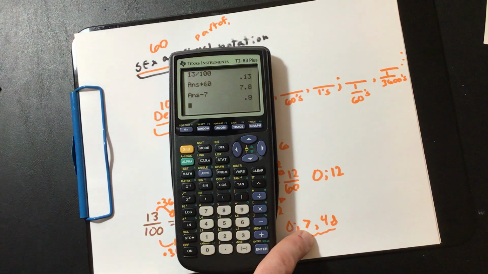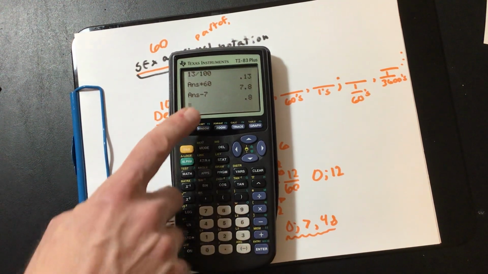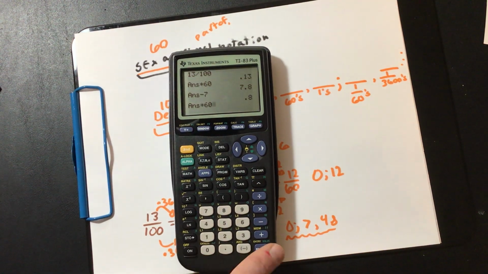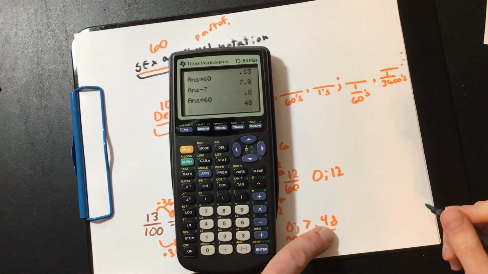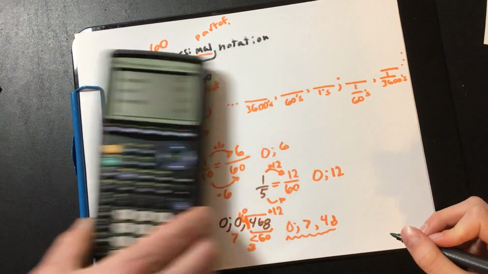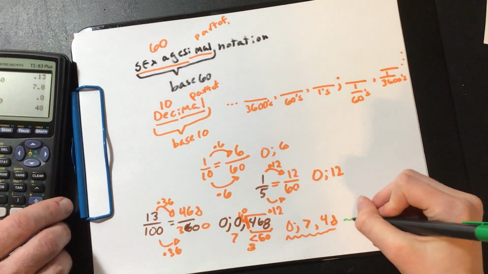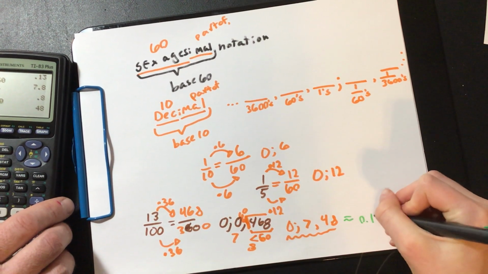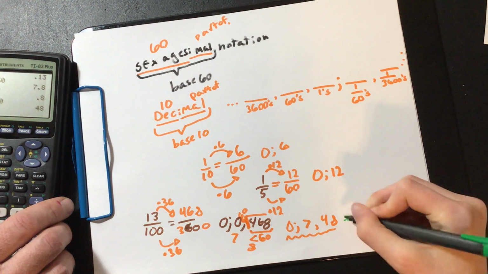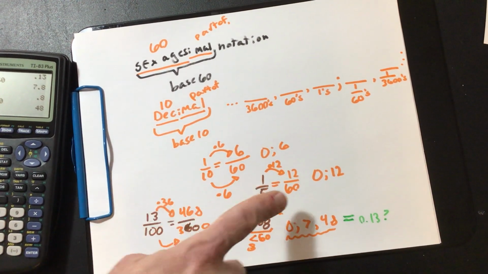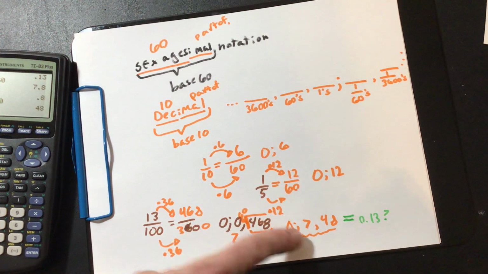I wrote a 7 in the 60ths place, and then I subtracted off the 7, and now I multiply by the base again, and I get 48. There we go. You asked a really good question. Is this the same as 1300ths? So that means 7/60ths. That's what the 7 means there.